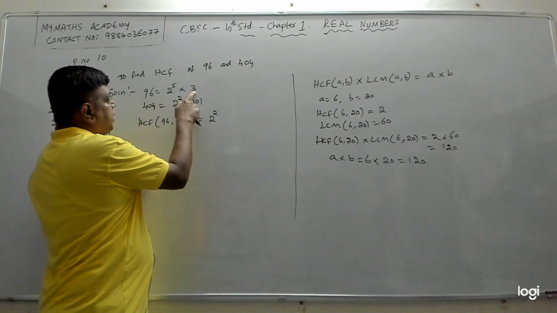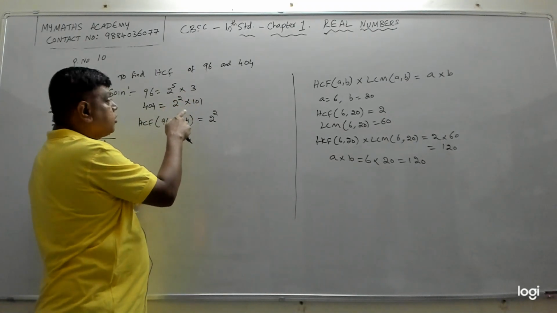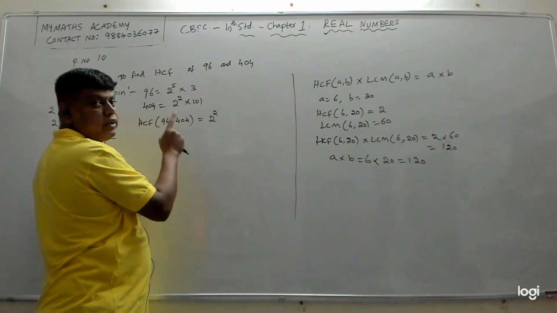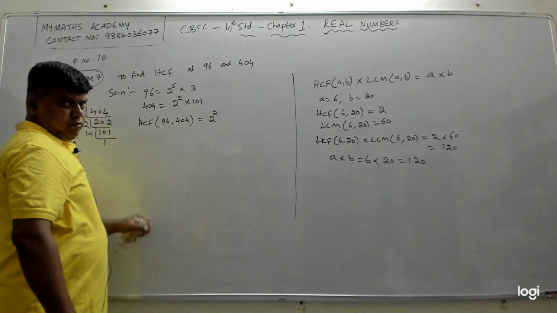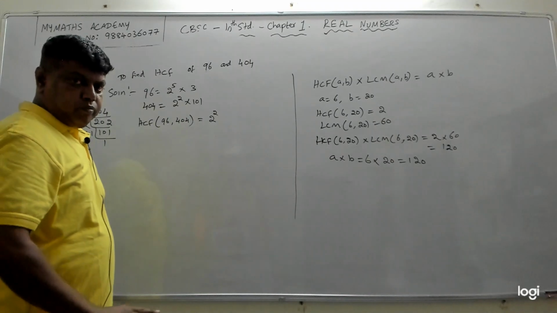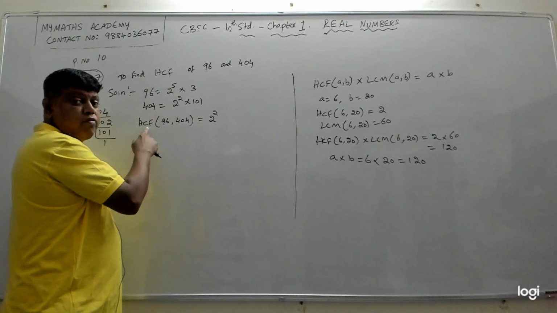Now 2 is done. Then 3. For HCF, you should consider only the numbers which are present in both. This 3 is not here, so we will not consider 3. Again, 101 is not here, so we will not check 101 also. That number should be present in both. Only those numbers we will consider for HCF.